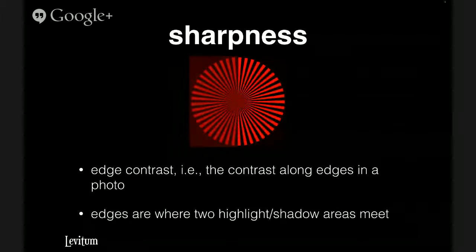The next one is sharpness. This is known as edge contrast. This is along the edges. That means there are regions of an image where the highlights and shadows meet. So this would be the increase and decrease of contrast along those regions. This is exactly what sharpness is.